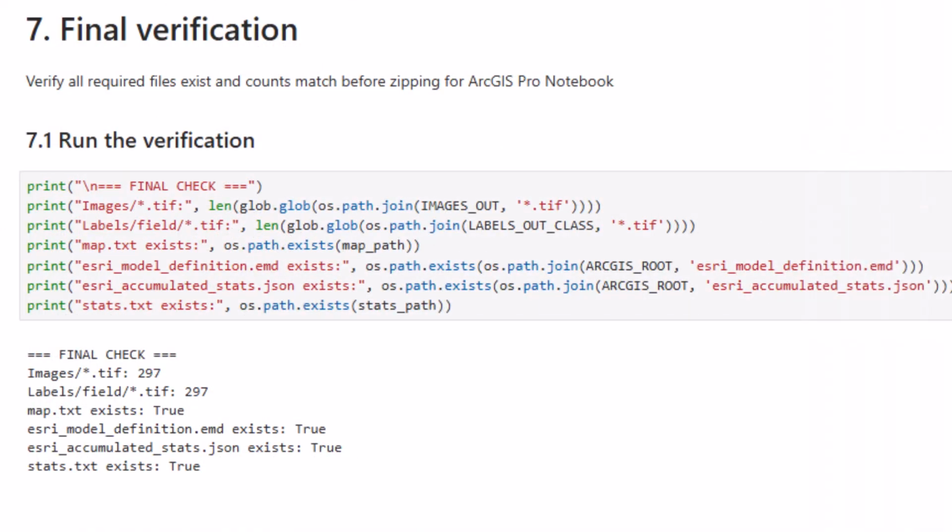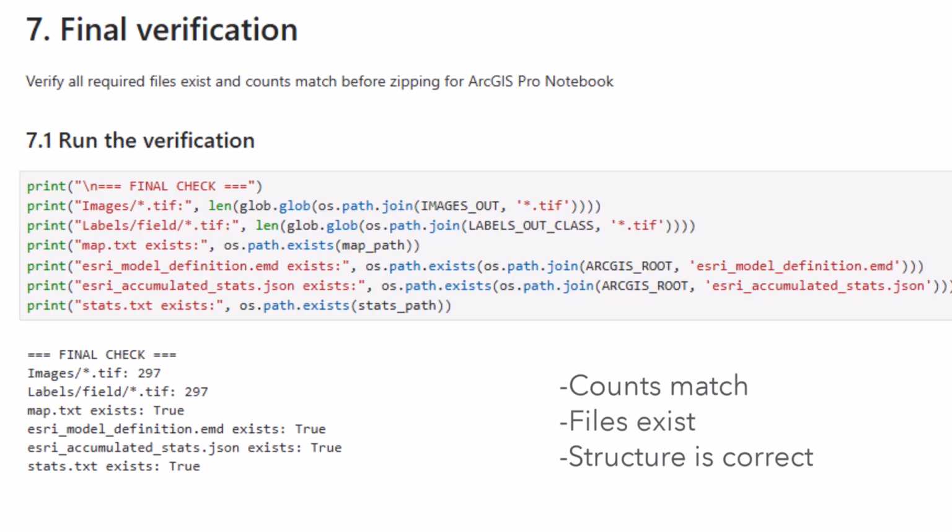Section 7, Final Verification. Before we close this pipeline, the notebook verifies everything. Counts are matched, files exist, the structures are correct, and when you see all these checks, you know you're ready for the second notebook.